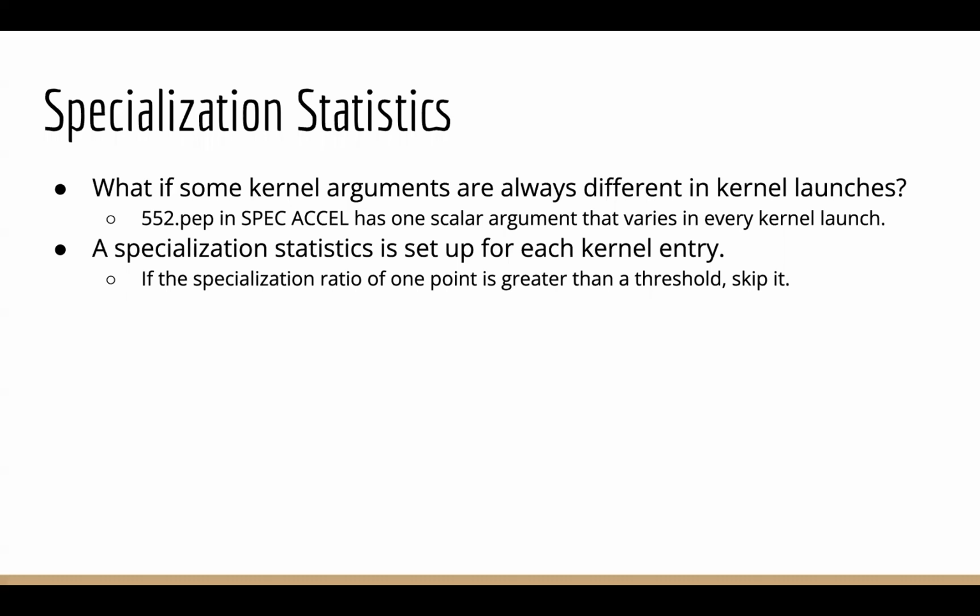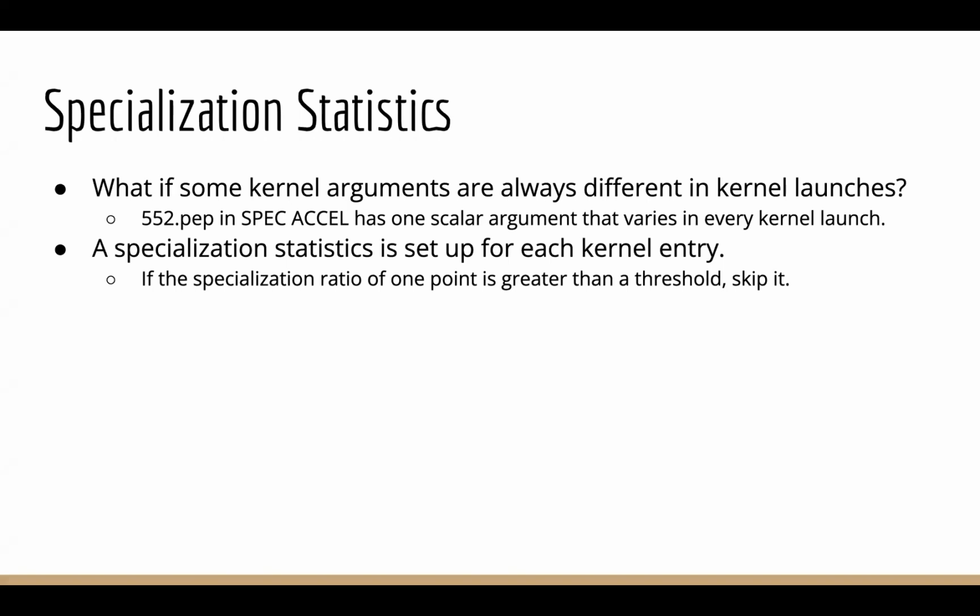We have an example here, the PEP in the SPEC ACCEL benchmark. It has about 16 arguments, but just one scalar argument varies in every kernel launch. So if we just specialize for every kernel launch, it's going to have about 2,000 different specialized kernel images, which have a huge host-side overhead. So the performance is really, really bad.